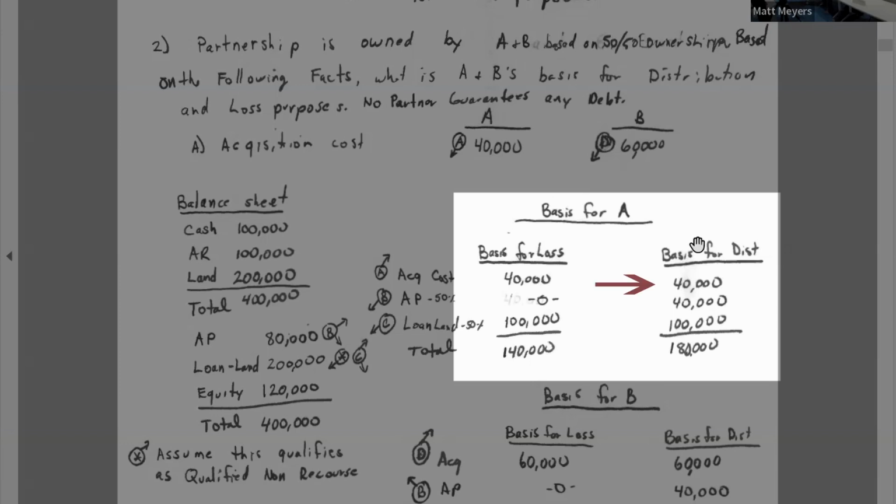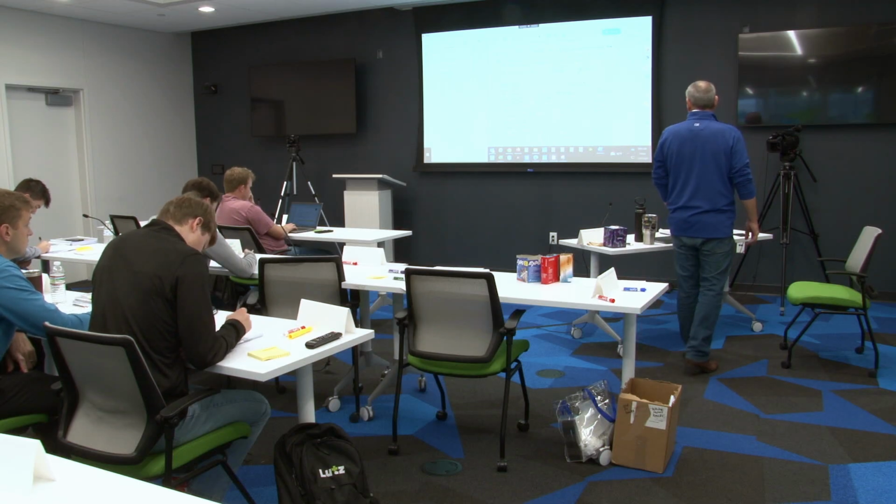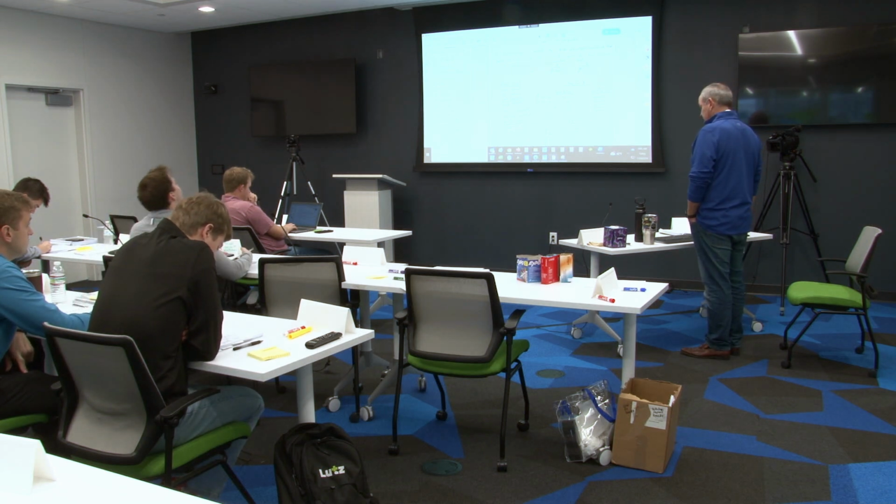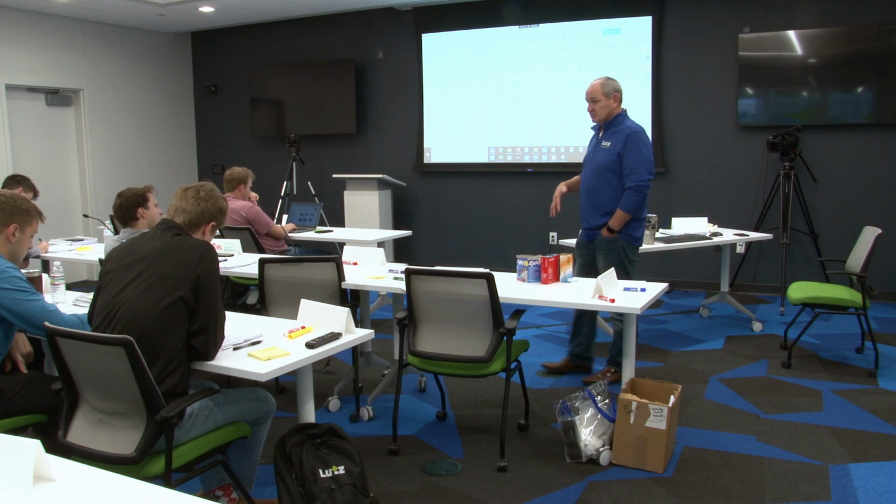Okay, go ahead. Okay, basis for distributions, acquisition cost is 40,000. Accounts payable at 50% is 40,000. Loan on land at 50% is 100,000, for a total of 180,000. And the reason that AP is 0 for loss purposes, but 40 for distribution purposes, is because it just allows non-recourse debt to be available for distribution purposes.